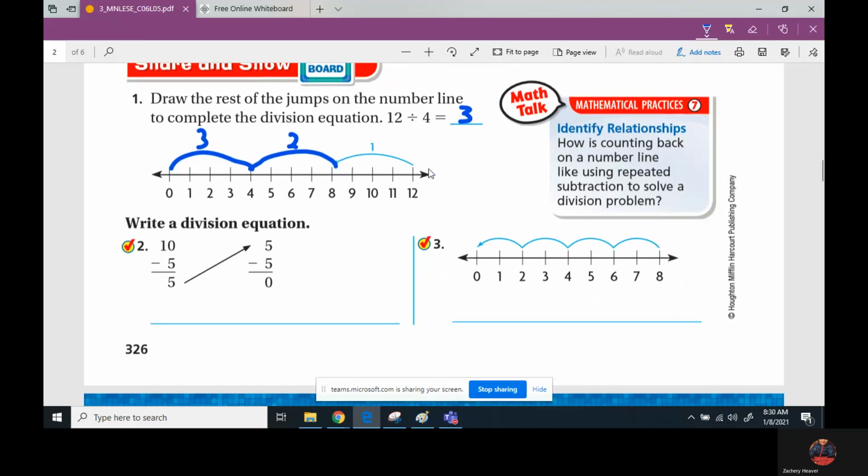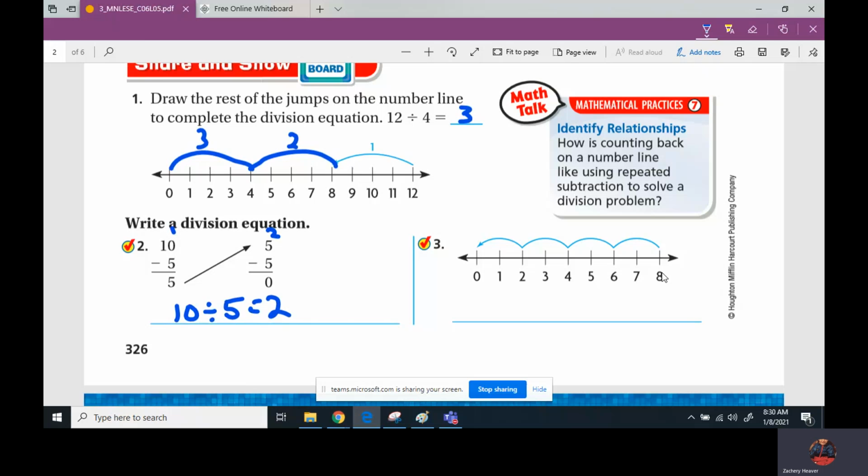Okay? Now, these are our 2 numbers. We're starting at 10, and we're going to subtract 5, so we're also dividing by 5. How many times do we have to subtract 5 from 10 to make 0? Well, 10 minus 5 is 5. Here's 1 jump. 5 minus 5 is 0, so it's 2. The answer is 2. 10 divided by 5 is 2. 2 times 5 is 10. If we skip count 5, 10, we still get 2. There are multiple ways we can look at this.